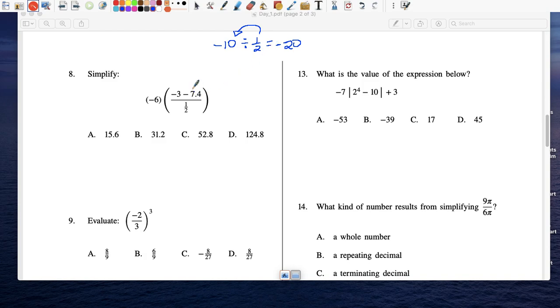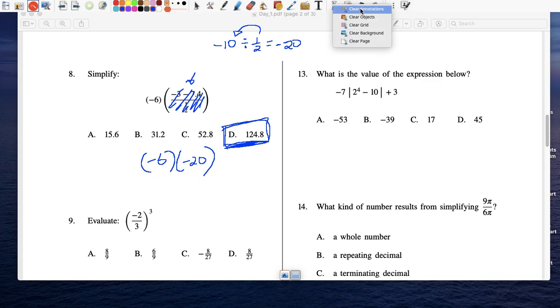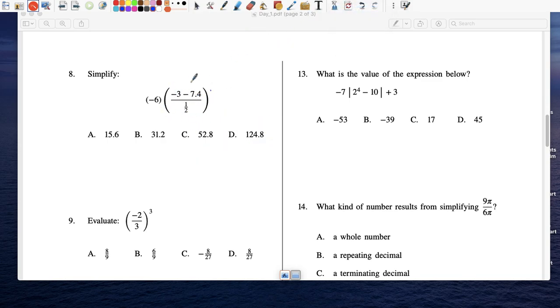Okay, so this whole thing is about, let me change this, I'm going to write -6, that's outside, and that it's about -20. So negative times a negative is a positive, 6 times 20, about 124.8. So my answer, without using a calculator, looks like it's D. And again, do me a favor, put this whole thing in a calculator.